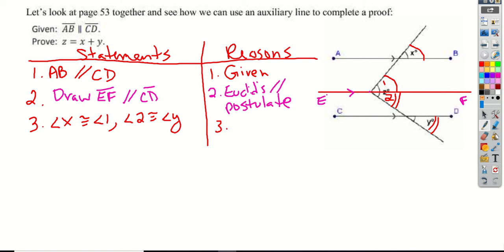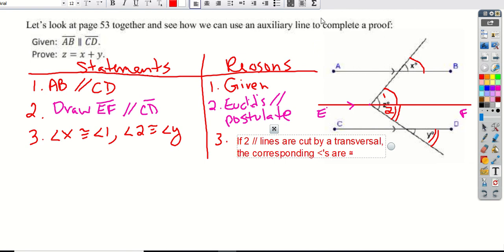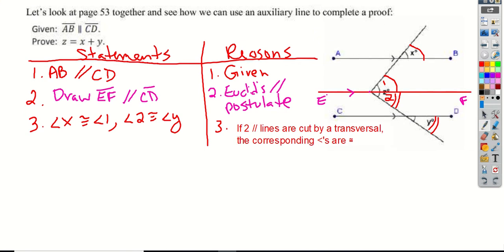Remember the reason. We know the lines are parallel, so we're going to start with: if two parallel lines are cut by a transversal, then the corresponding angles are congruent. Now we still have to get X and Y to add to Z. And that works because of what we just did with our auxiliary line. We cut that angle together. So for 4, we want to say that angle 1 plus angle 2 is equal to Z.